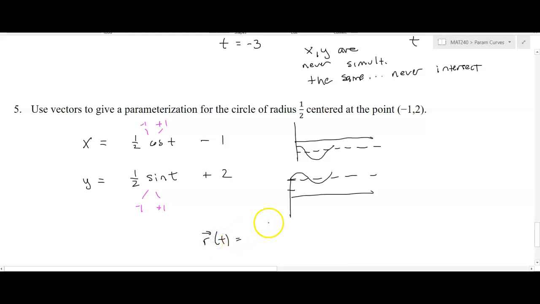be written as your initial vector, which is -1, 2, but now your x and y are simply oscillating functions that will cause this to go from -1 to +1, but because we're adding it to -1, it's always going to shift all the points down, and this guy being 1/2 sine of t will do the same thing. Again, we can do 1/2 cosine 4t as long as we do 1/2 sine of 4t as well.